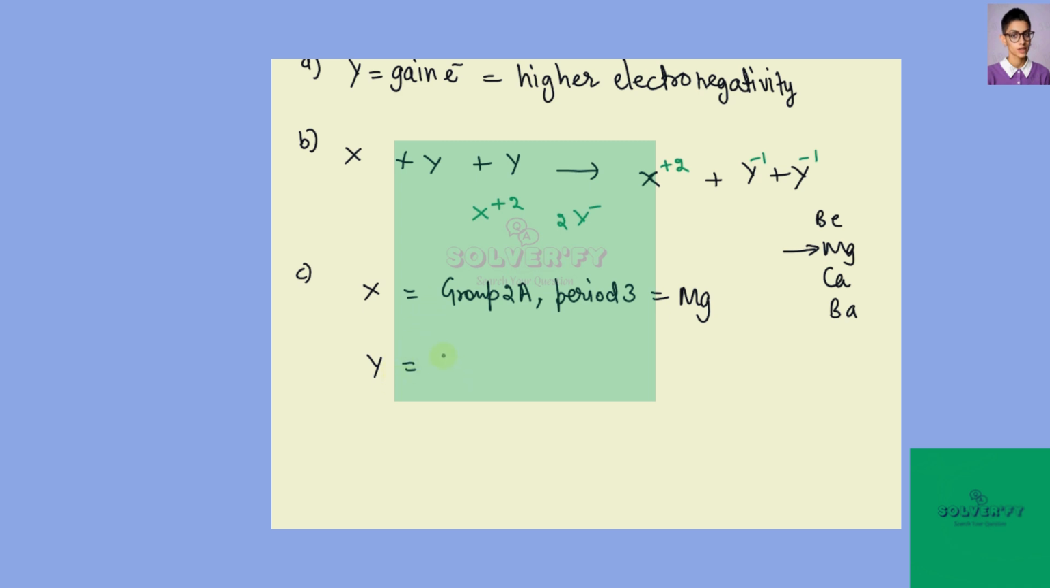Y is an element of group 7A. Now this is the halogen series and this is of period 3. So halogens are like this. Now the first period has no halogen, the second has fluorine, the third has chlorine. So Y must be chlorine.